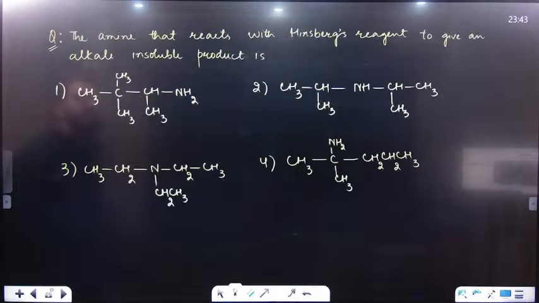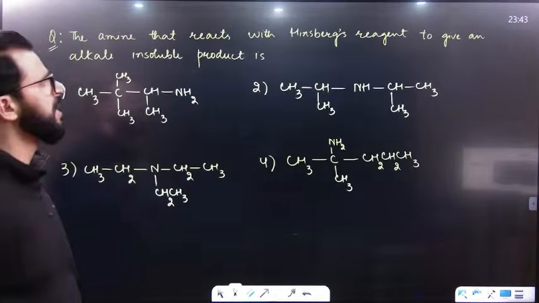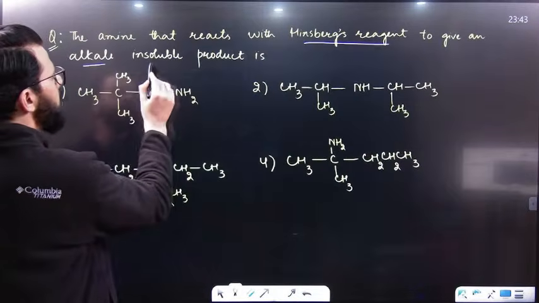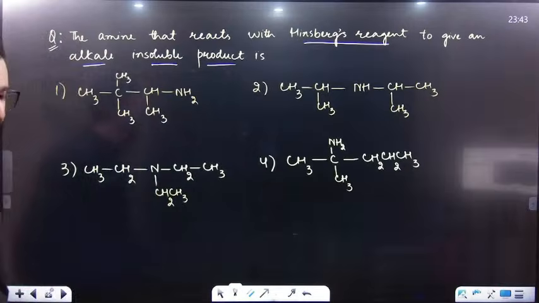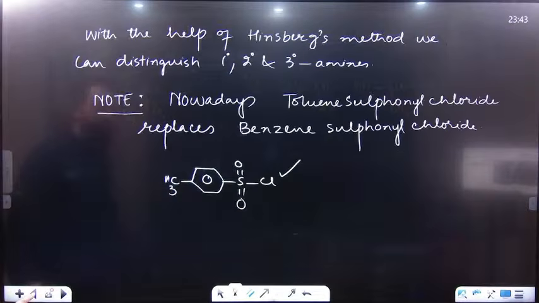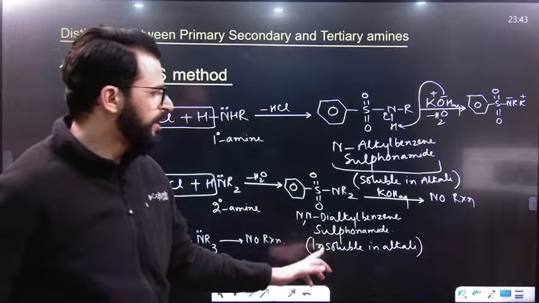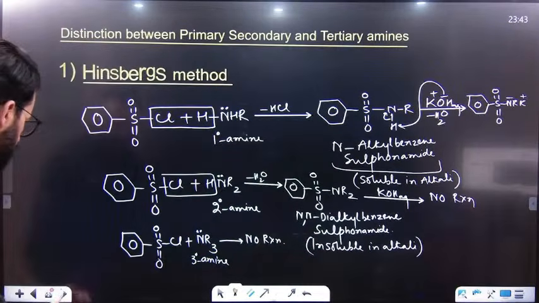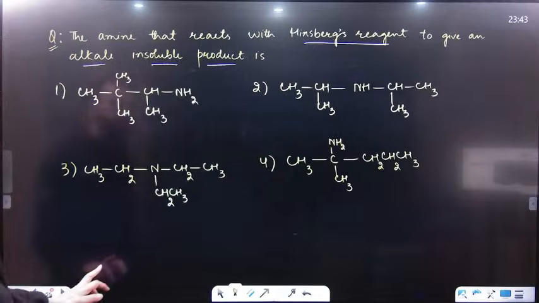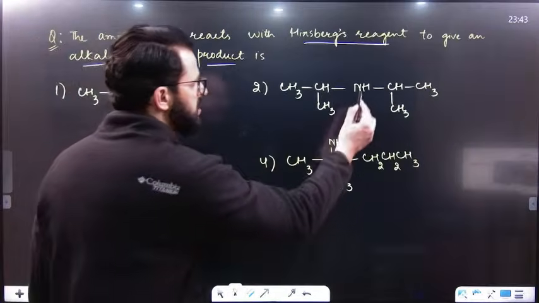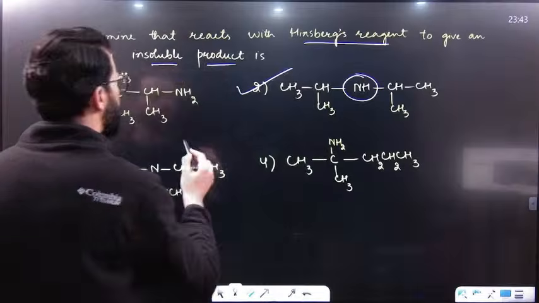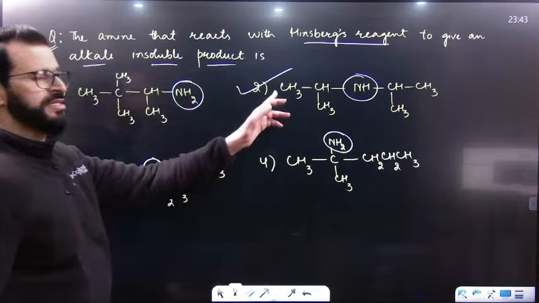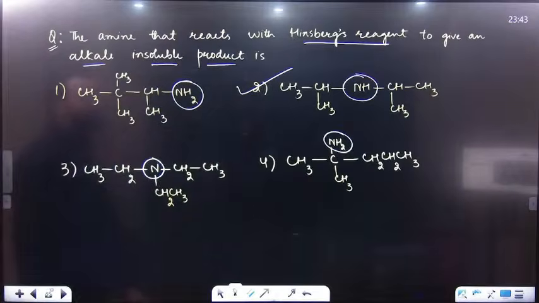After that, it's a question: the amine that reacts with Hinsberg reagent to give an alkali insoluble product. Have a look. Alkali insoluble product is given by secondary amine when treated with Hinsberg reagent. So which among these is the secondary amine? This is the secondary amine, hence this can be the product. This is primary amine, this is tertiary amine, this is primary amine, so this is the product. I mean, say this is the answer of this question.